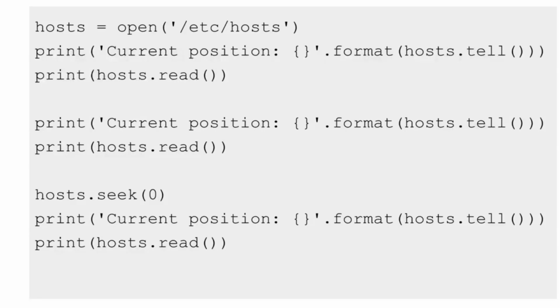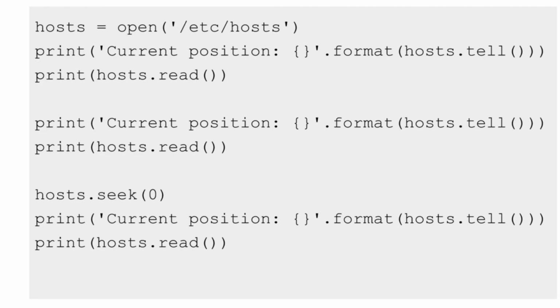The first line in this example opens the etc hosts file. Next, the current position is printed to the screen using the tell method. Since the file has just been opened, the position is 0. Next, the entire contents of the host file is read using the read method. The contents of the file are printed to the screen with the print method. Next, we check the current position in the file by executing the tell method again. This time, the position will be at the end of the file.